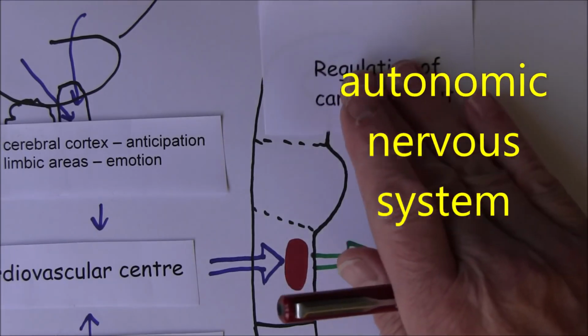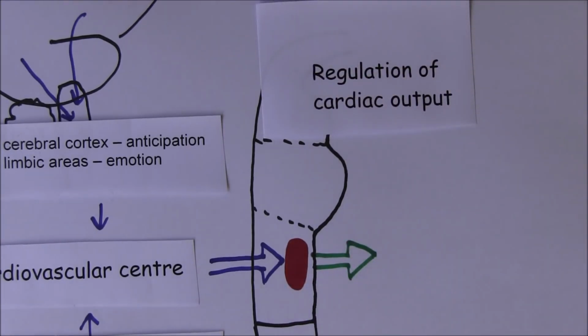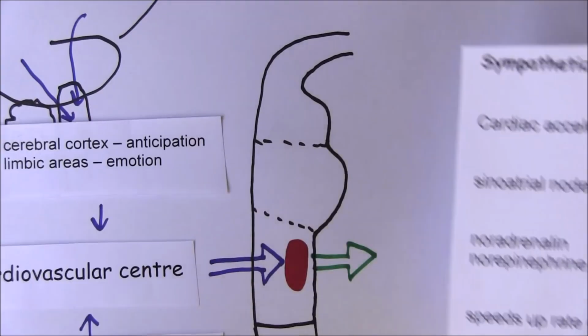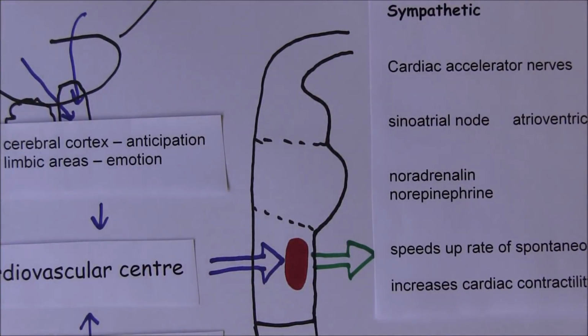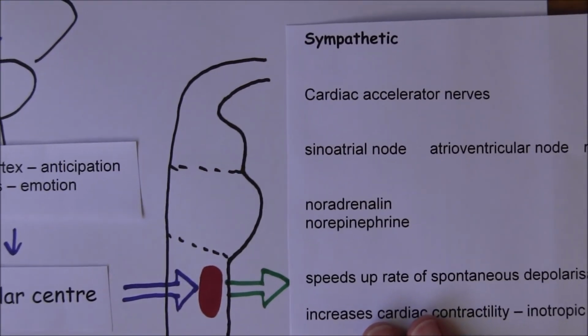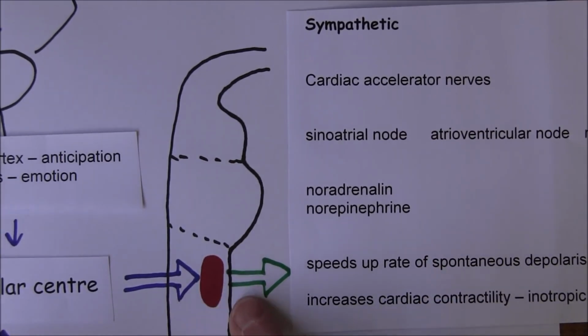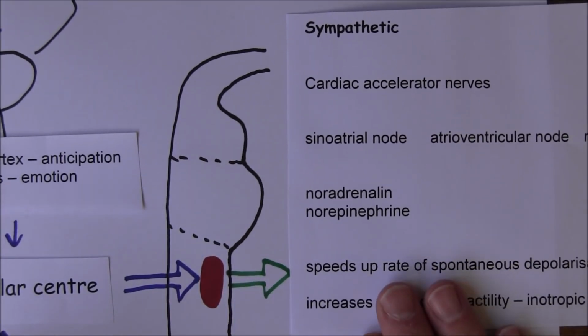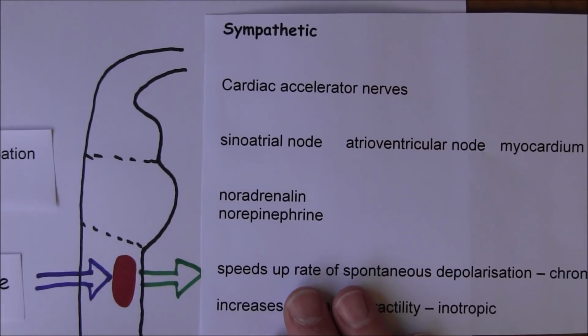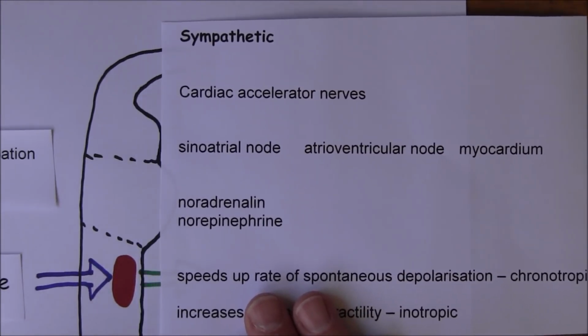Both branches, of course, of the autonomic nervous system. So how is cardiac output going to be regulated by the sympathetic and parasympathetic stimulation? Well, let's think first about the effects of the sympathetic nervous system. So remember, this is all coming out from the cardiac centre.